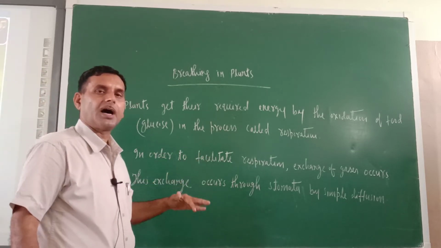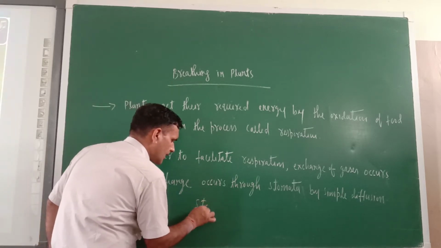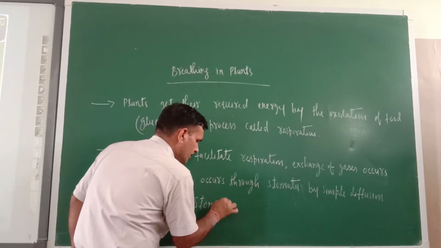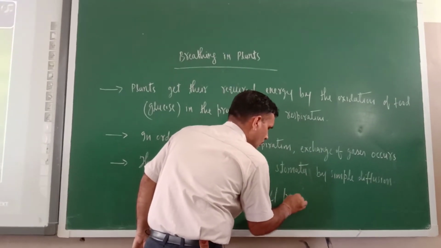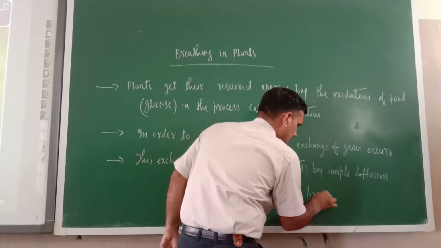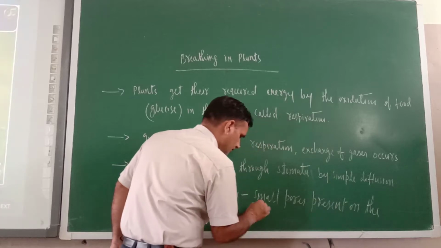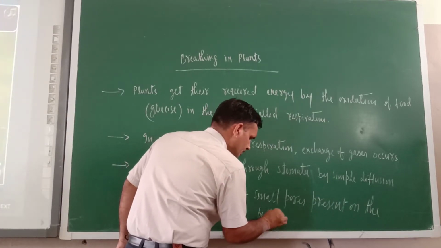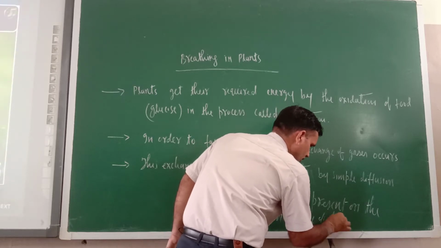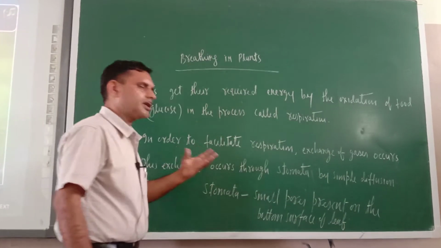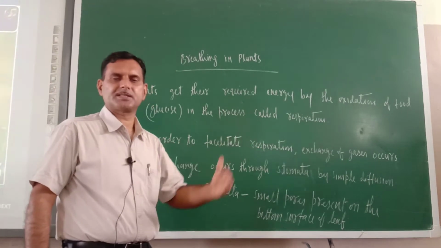These stomata are responsible for the, you can write here, what are stomata? Stomata, they are the small pores present on the bottom surface of leaves, bottom surface of leaf, okay? Through these small pores, exchange of gases takes place.